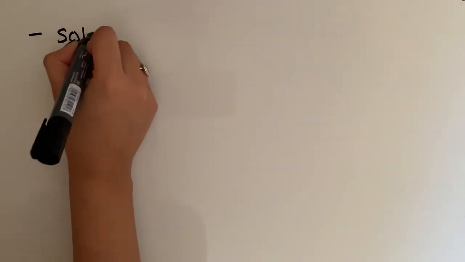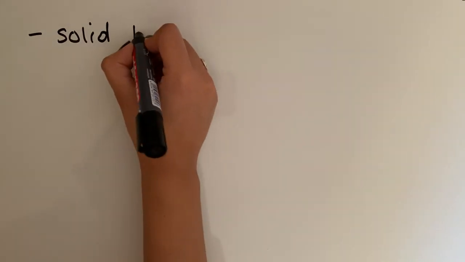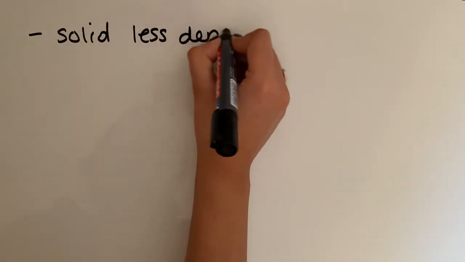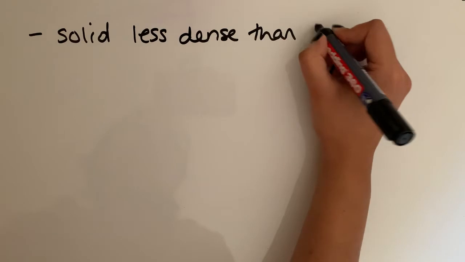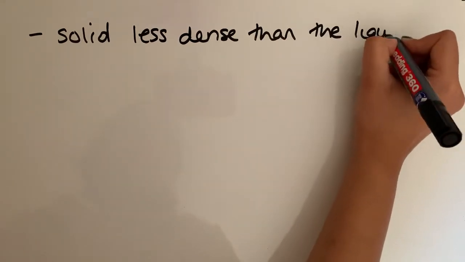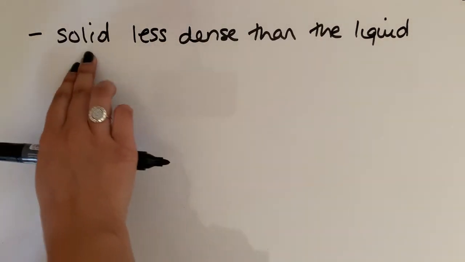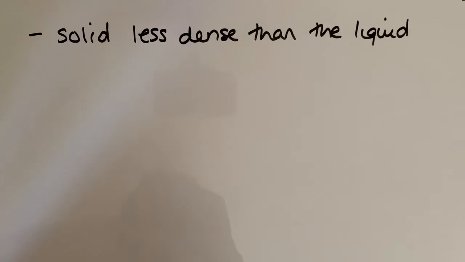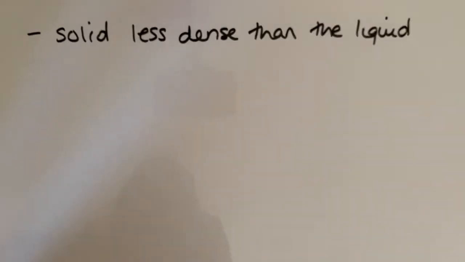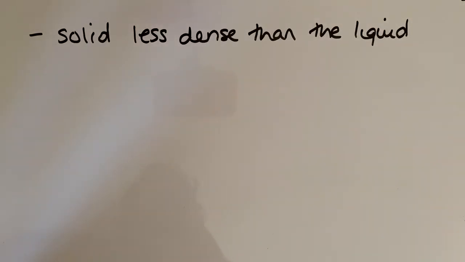Okay, the first property that you may or may not know about water is that in the solid form, so solid water as in ice, the solid is less dense than the liquid. Okay, and that's quite an unusual thing. Usually something in the solid form is more dense than the liquid. As we know, ice floats in water. Okay, so that means ice is less dense than water in the liquid form, and that's quite a special property to have.